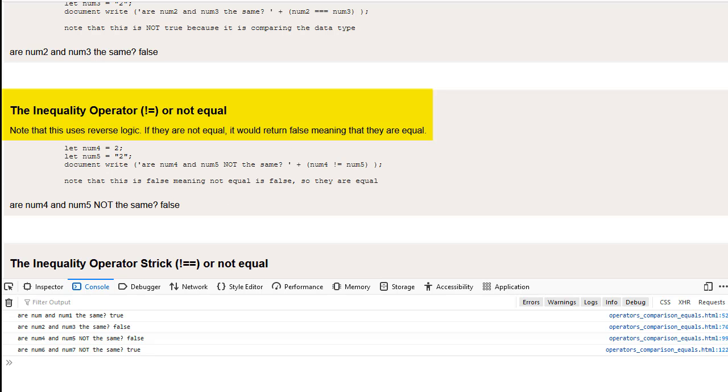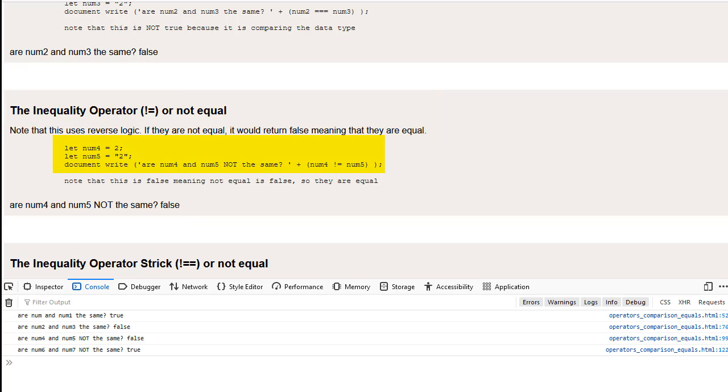We also have the inequality operator, and that's an exclamation point followed by an equal sign. And that's saying, are they not the same or are they not equal? Okay, so now we have a little bit of reverse logic. So if they're not the same or if they're not equal, it's going to return true. Okay, if they are the same, then it's going to return false.